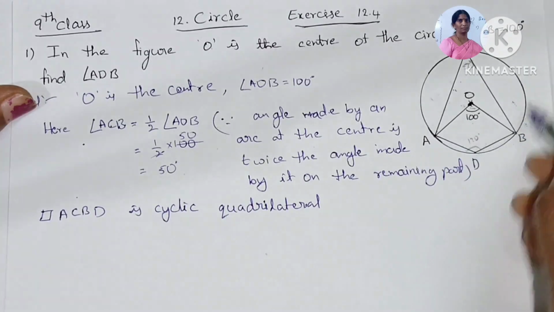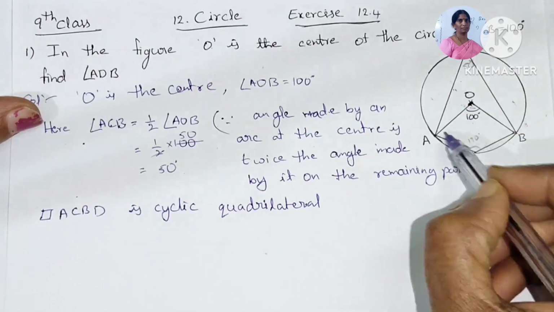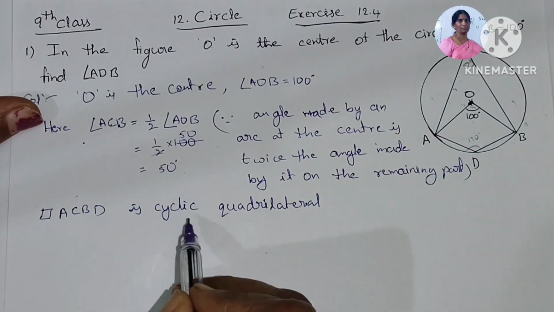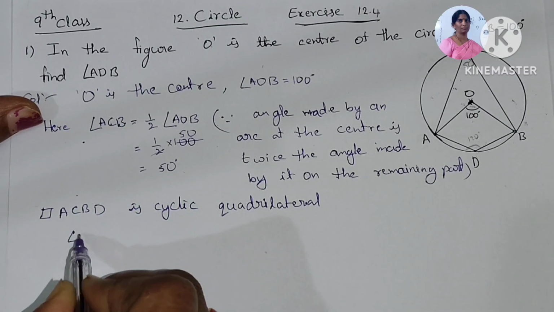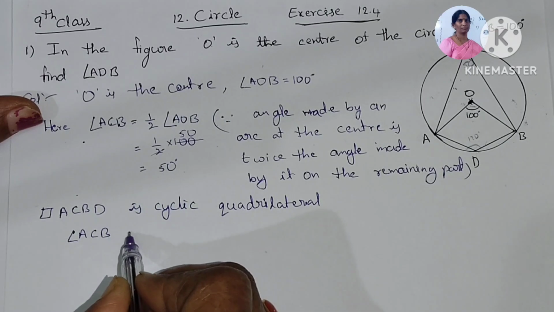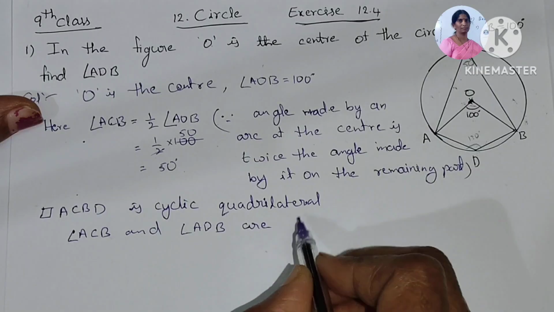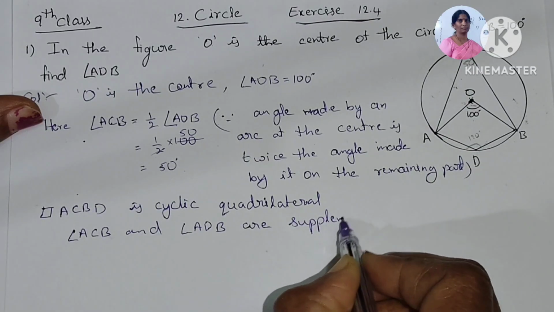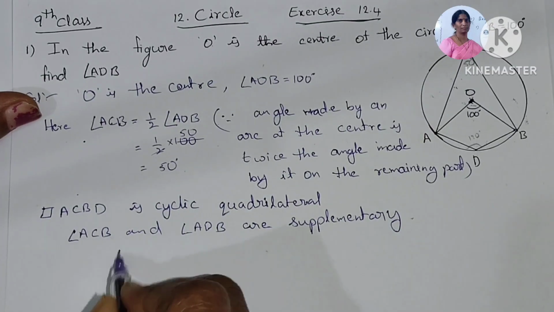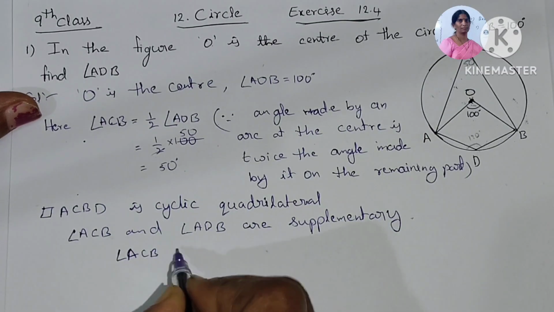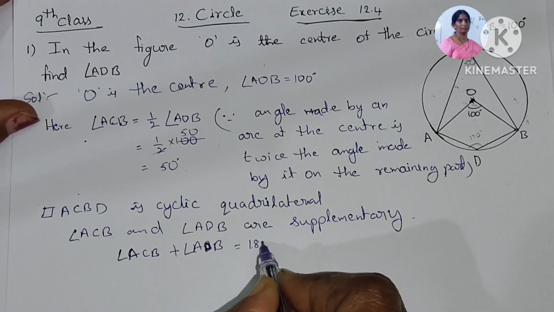Cyclic quadrilateral means inside the circle, these vertices touch the circle. So it is a cyclic quadrilateral. Here, this means angle ACB and angle ADB are supplementary angles. So these two are supplementary: angle ACB plus angle ADB equal to 180 degrees.